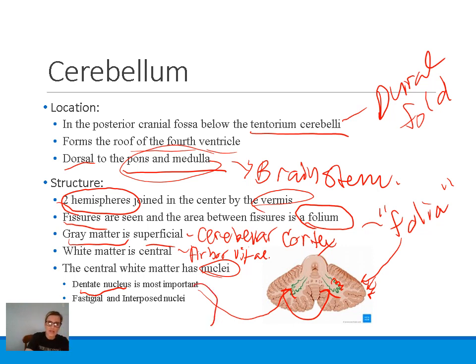The dentate nucleus is involved in the planning, initiation, and control of voluntary movements.